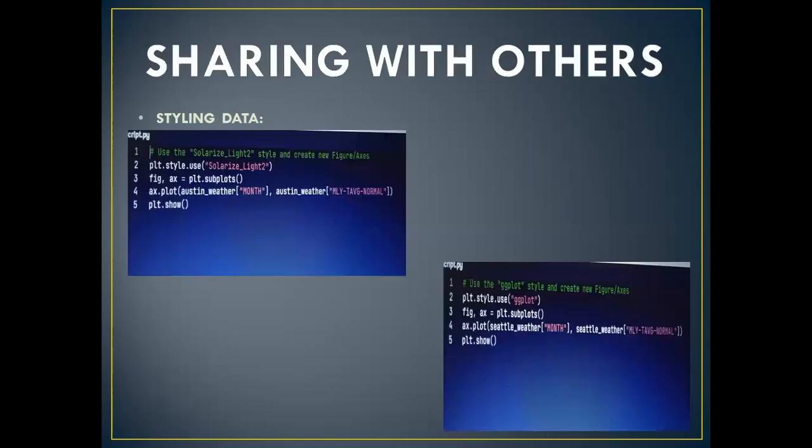Now, if you want to style your data in different styles that are presented by the Matplotlib library, you can use the syntax plt.style.use. And in the brackets, you will write the type of style you want to apply to your data. If you want a colorblind-friendly or light data style, then you will write this one. If you want ggplot style, then you will write that one.